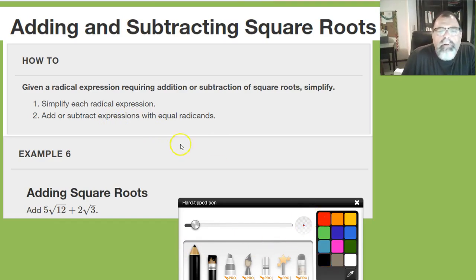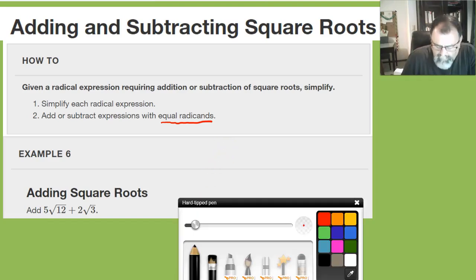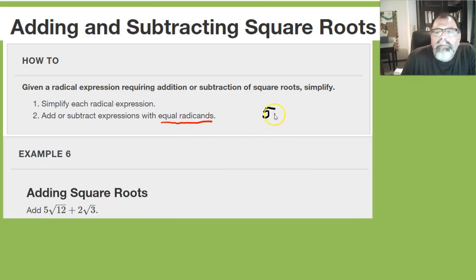This is what we refer to as like radicals. So to be like radicals, kind of like terms, you have to have equal radicands. So if I had 5 square root of 3 and 7 square root of 3, those are considered like radical terms because they have equal radicand, the square root of 3 part, right? So we're just looking at that part.